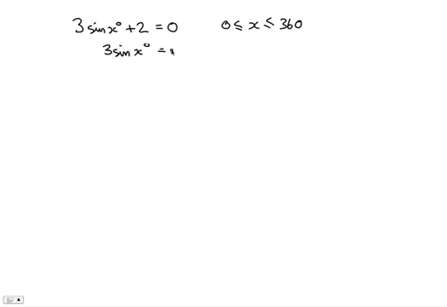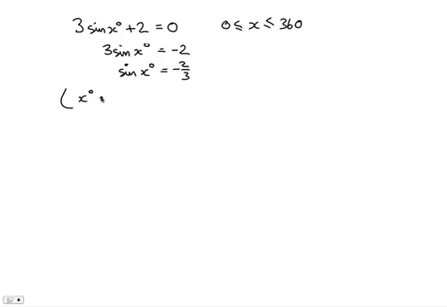So the last equation we're going to solve is 3 sine x plus 2 is equal to 0. And again, x will range from 0 to 360. So a bit of rearrangement. We'll need to subtract 2 from both sides. That'll leave me on the left with 3 sine x. 2 from 0 is minus 2. To get rid of this, we'll divide both sides by 3. Always keep equations balanced. Do the same to both sides. So sine of x is minus 2/3.